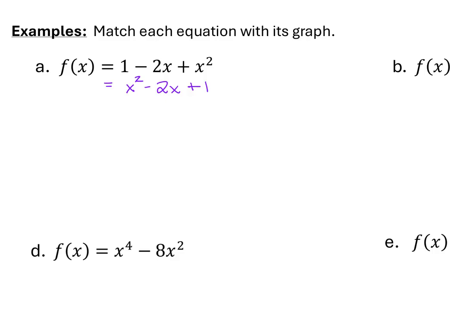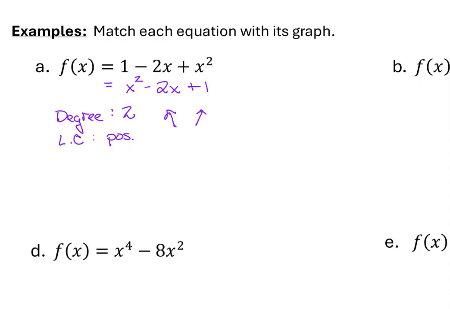All right, so let's see what we got here. We have a degree that is 2. We have a leading coefficient that is positive. And so remember that the combination of these two things tells me that my graph is going to open up and up.